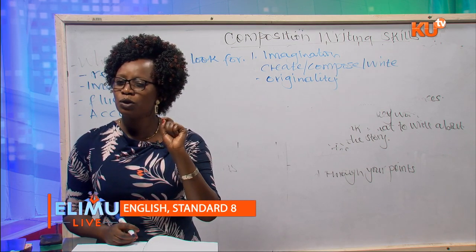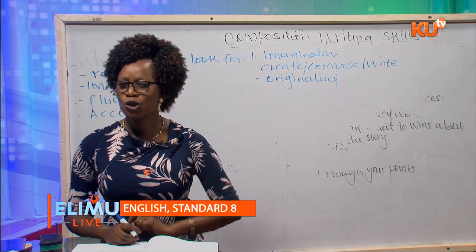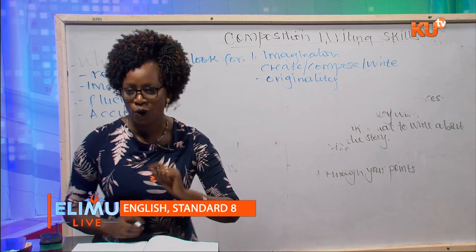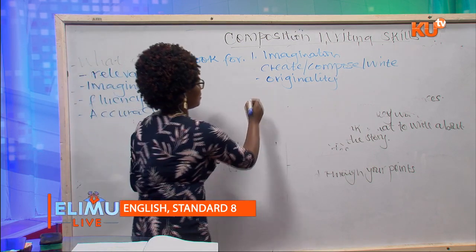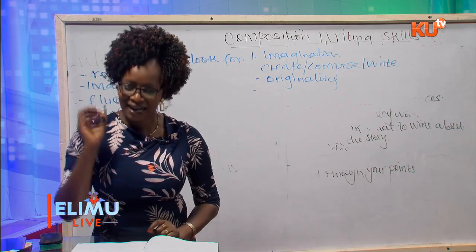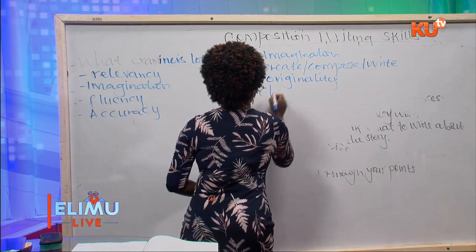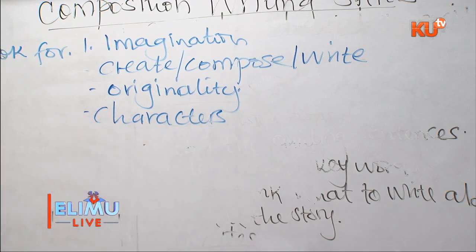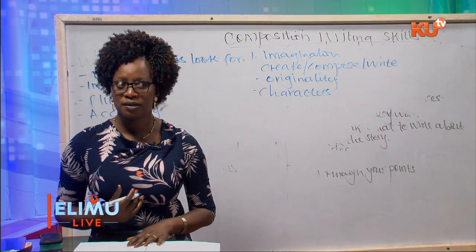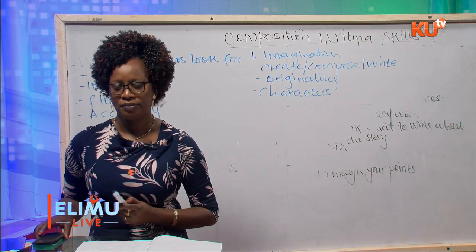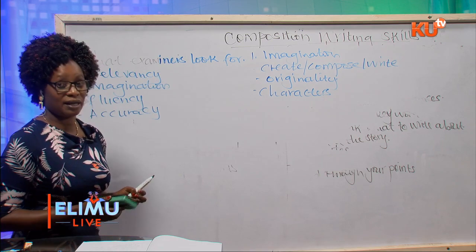So as we look at your imagination, this is what we want you to do. You are supposed to be original. You are supposed to create your own characters. You are supposed to come up with your own characters. In some of the guided compositions, characters could be given. For example, let's take this guided composition.